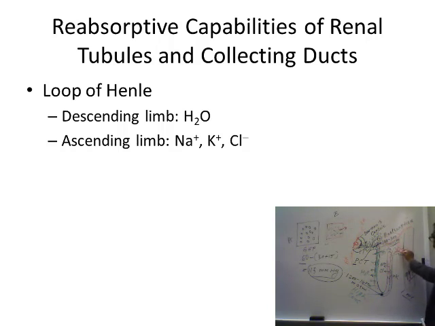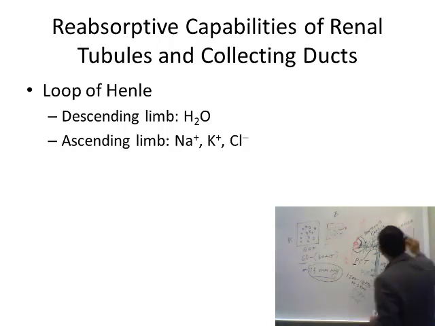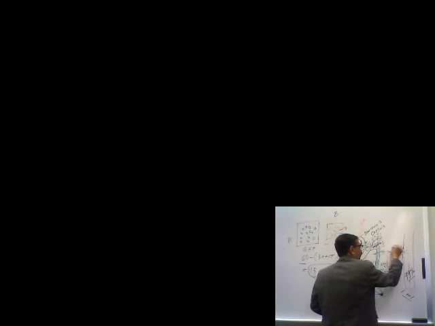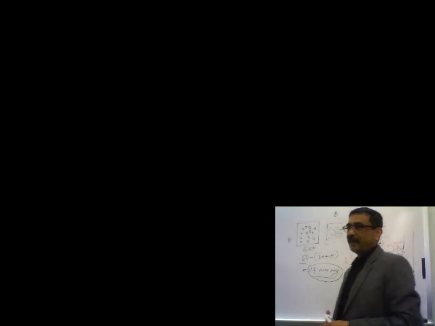Now this is the distal convoluted tubule. What happens here? In this part, reabsorption of sodium takes place. But remember, the sodium takes the water with it. Water always binds with sodium here and gets out. So in the distal convoluted tubule, sodium is reabsorbed but it carries water with it.